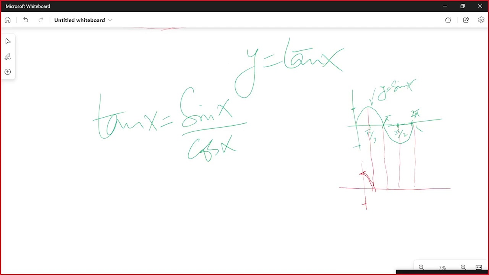There is some problem with the whiteboard. So we had this, at pi over 2 it is 0, at pi it is negative 1. Then it was 0 and like this, right? So this is y is equal to cos x.